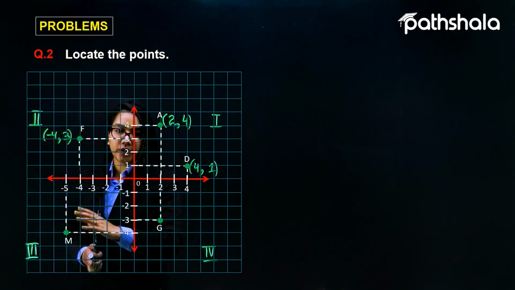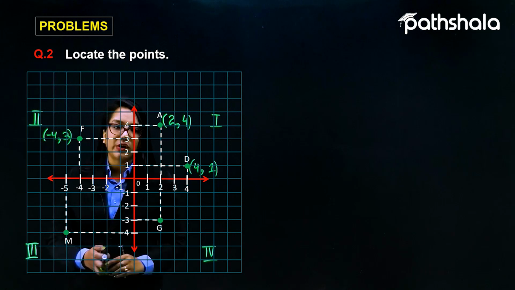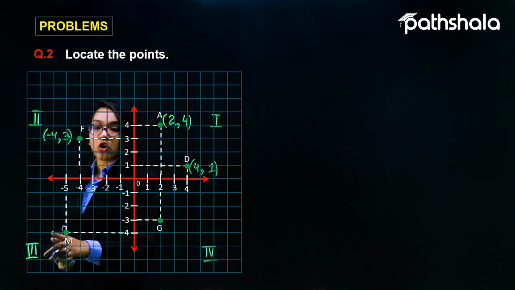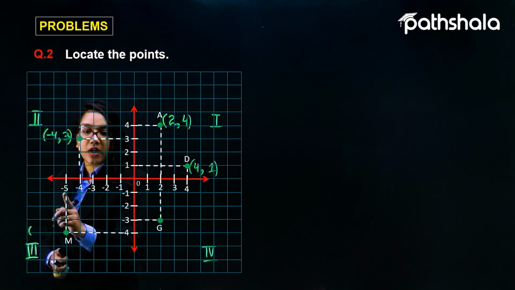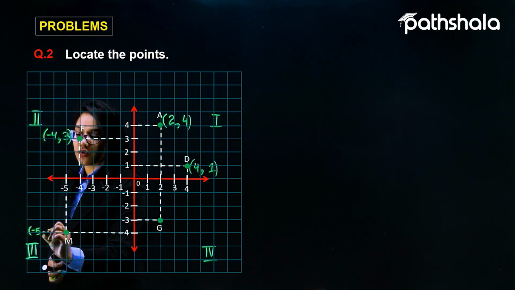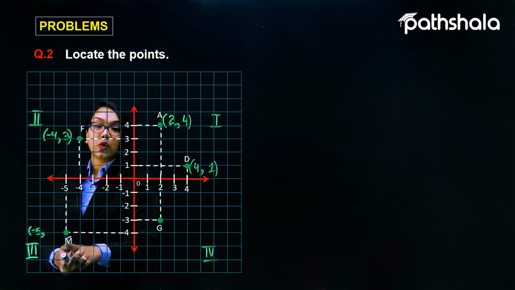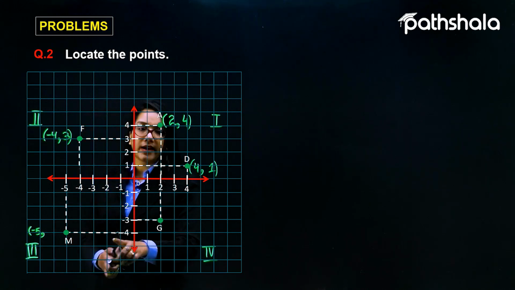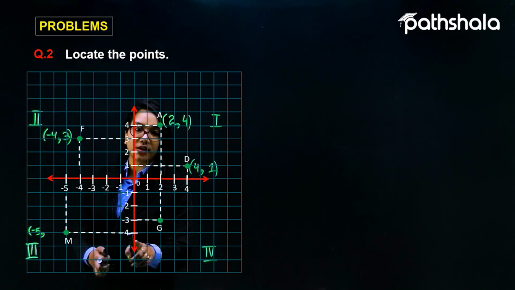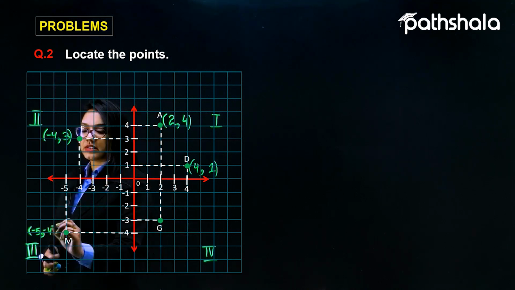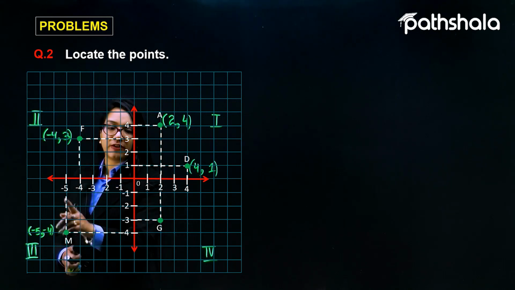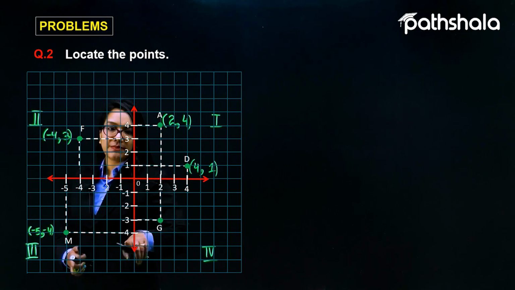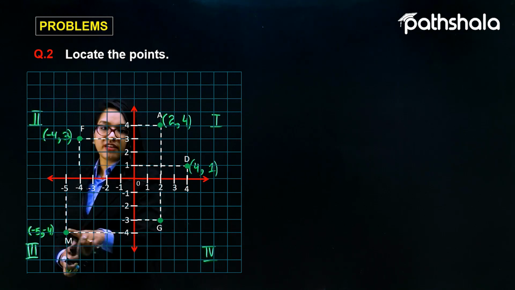Let's move on further and talk about the point M. As the point M is lying in the third quadrant, let's talk about its abscissa first. It is joining with the number minus 5 on the negative x-axis, so its abscissa is minus 5. Let's talk about its ordinate, where it is joining with the y-axis. It is minus 4, so its ordinate is minus 4. So its coordinates are minus 5, minus 4.